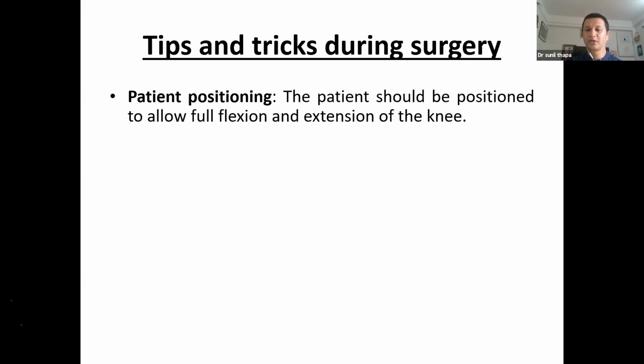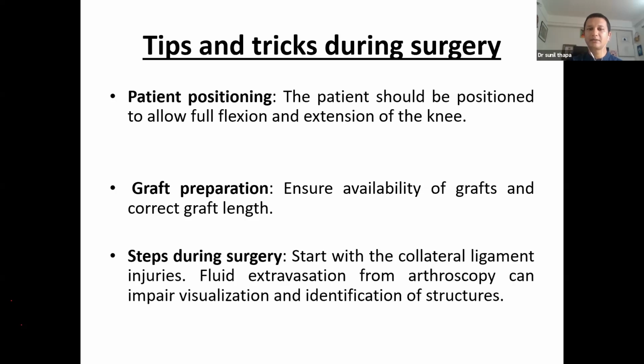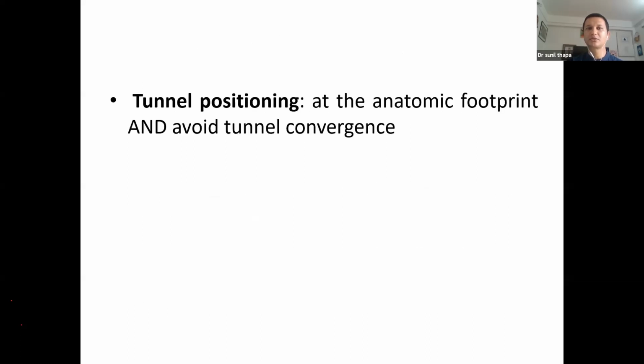posteromedial corner. So coming to a near conclusion, the tips and tricks during surgery are proper positioning of the patient so as to allow full flexion and extension of the knee. Ensure that you have an adequate graft available and the graft is of correct length. Start with collateral injury first, because in acute injury, if we try to do arthroscopy first, there may be fluid extravasation, and that may impair visualization and identification of the structures.